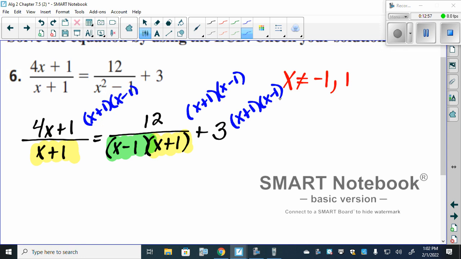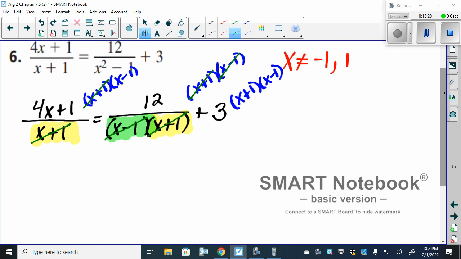x minus 1. Because if we multiply each of these terms by x plus 1 and x minus 1, well, in our first rational expression, the x plus 1 and x plus 1 would simplify out. In the middle, we would have the x minus 1 and x minus 1 simplifying, and x plus 1 simplifying out. And in the last one, well, the 3 doesn't have a denominator besides 1, so nothing would simplify.